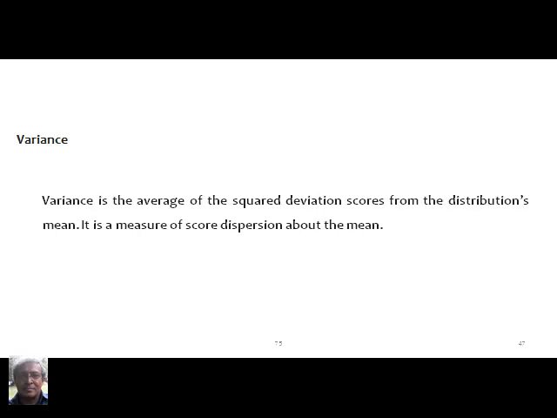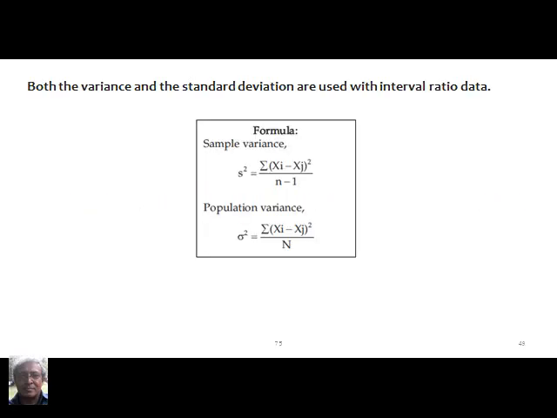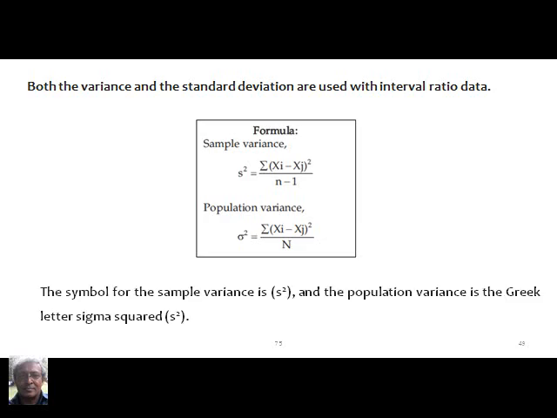Variance. Variance is the average of the squared deviation scores from the distribution's mean. It is a measure of score dispersion about the mean. If all the scores are identical, the variance is naught. The greater the dispersion of scores, the greater is the variance. Both the variance and the standard deviation are used with interval ratio data. The symbol for the sample variance is s squared, and the population variance is the Greek letter sigma squared.